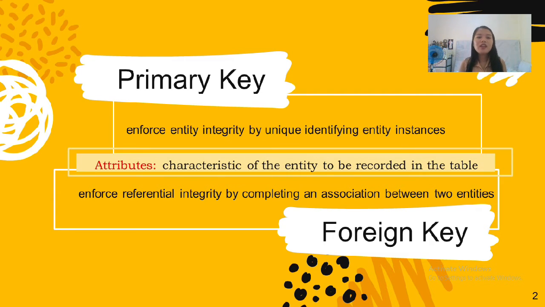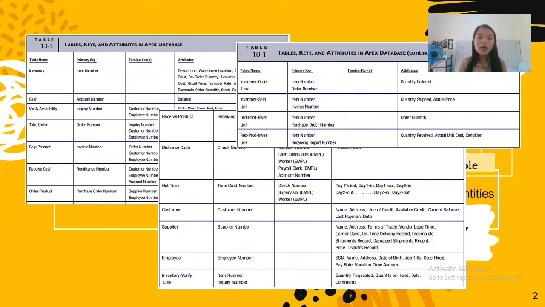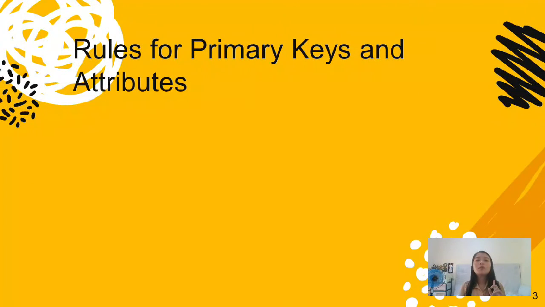Attributes, on the other hand, as discussed in previous chapters, are data items that describe an entity or the characteristics of the entity to be recorded in the table. Examples of these are presented in Table 10.1, in which 18 tables are derived from the Apex database discussed previously. Now let us proceed to the rules for primary keys and attributes.